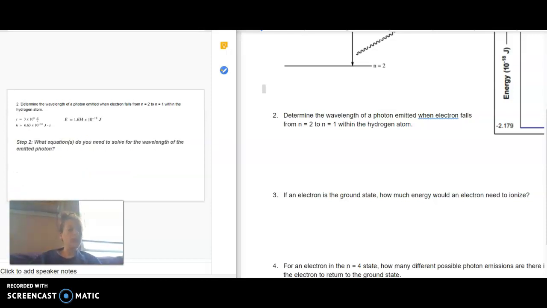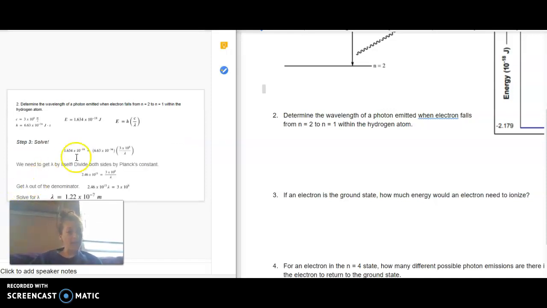So step 2, what do we need? So what equations do we need to solve for the wavelength of the emitted photon? Same equation we used before, E equals Planck's constant times the speed of light over the wavelength. So now I just simply need to solve. So I have my energy, 1.634 times 10 to the negative 18th equals Planck's constant times the speed of light over the wavelength. So I want to get wavelength by itself.